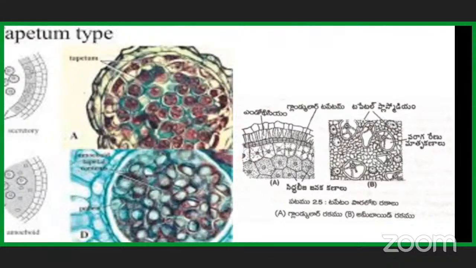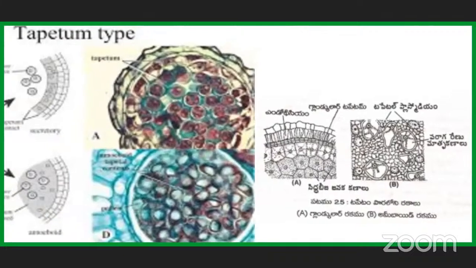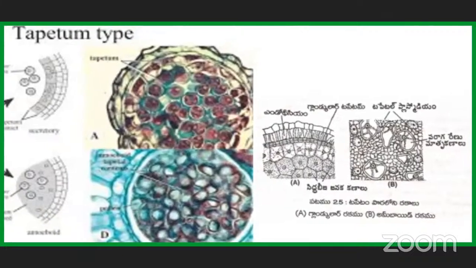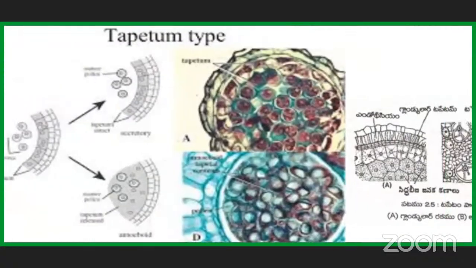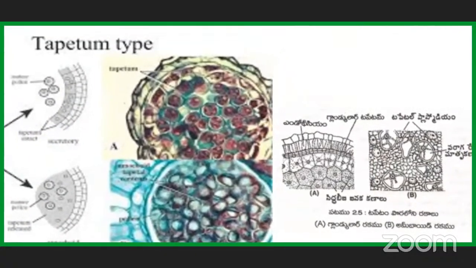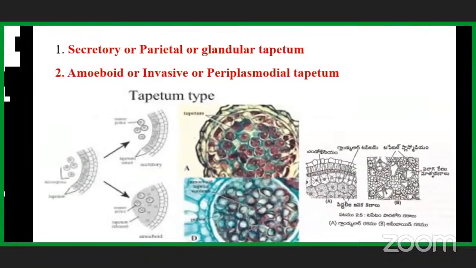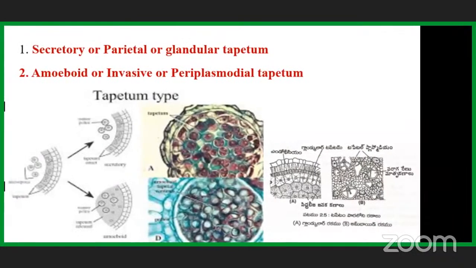Rows, you can see the rows, there is no damage. Whereas in the amoeboid tapetum, plasmodial tapetum, what happened here? There is no tissue covering the cells, the envelopes. All get damaged. All of the cells will come to the middle, and it supplies nutrition. Okay, these are the two types of the tapetum.